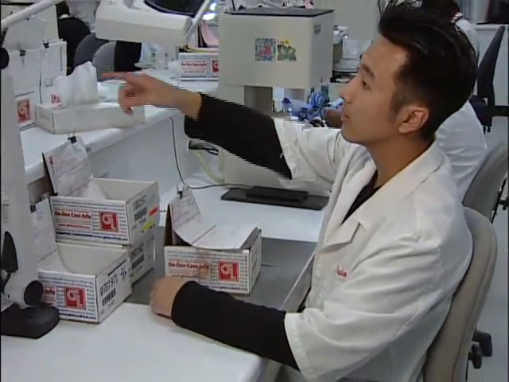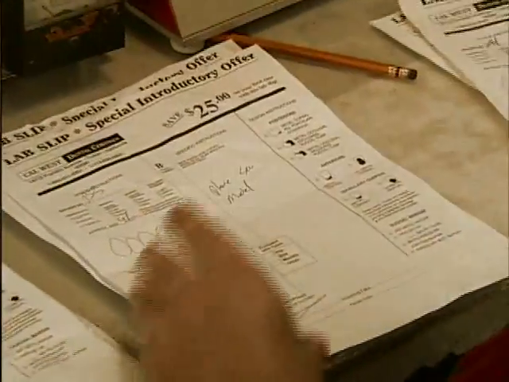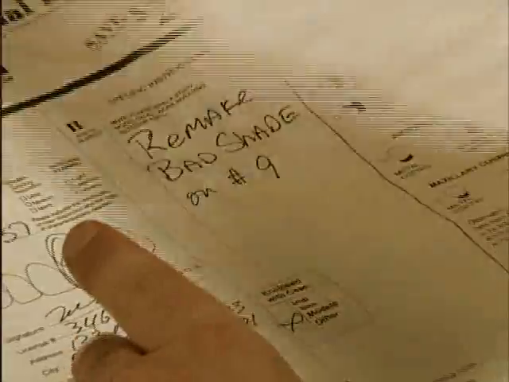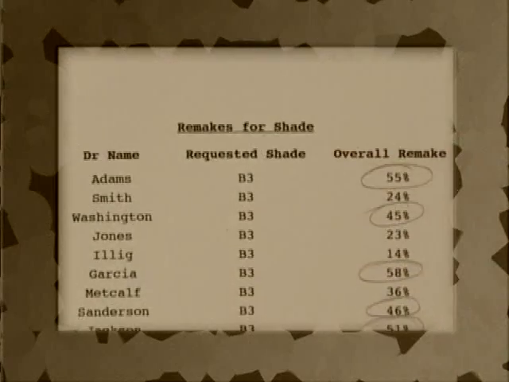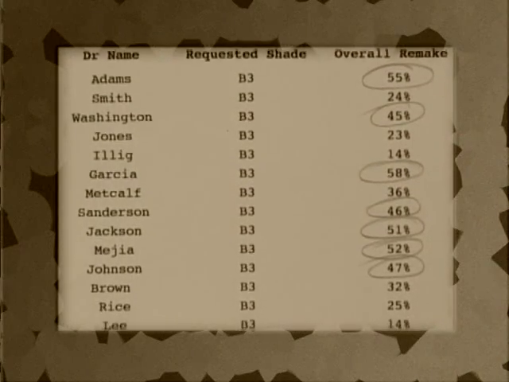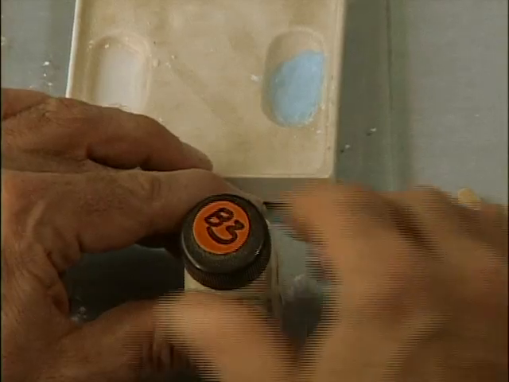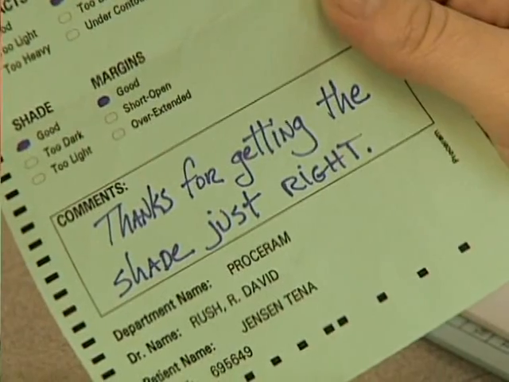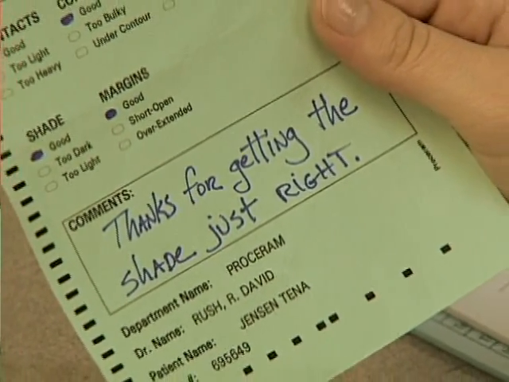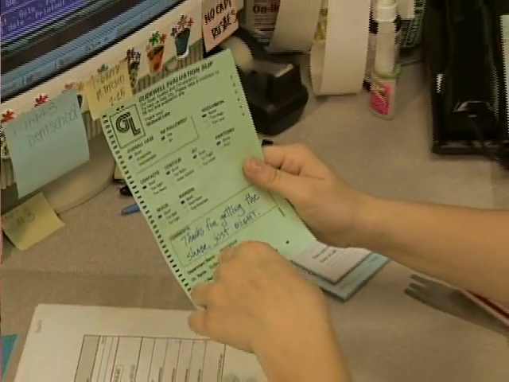And how do I know that? Years ago, I pulled all the lab slips and did my own evaluation of shades. I wanted to know what shades had the highest percentage of remakes and adjustments. I also wanted to know what shades the dentist had originally requested for these remakes. Well, it turned out to be that B3 returns were just rampant. So on a hunch, I started substituting A3 porcelain in cases where B3 had been requested. We began getting very positive feedback from our dentists where they'd say things like, "I don't know what you did, but you hit that B3 right on the money."